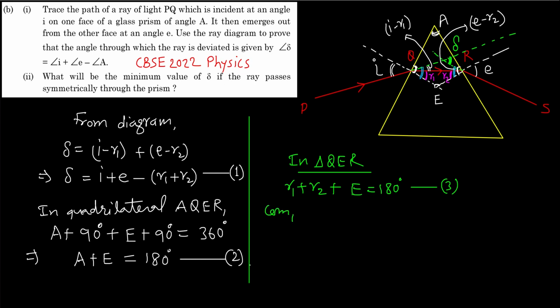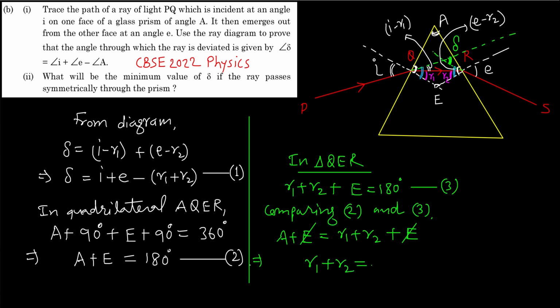Now compare equation 2 and 3. Comparing equation 2 and equation 3, because the right hand side in both of these equations is the same, the left hand side must also be equal. So you can write A plus E, the left hand side of equation 2, is equal to the left hand side of equation 3. So you can cancel this E on both sides. Finally, A equals R1 plus R2, or R1 plus R2 is equal to A, and we can put this value in equation 1.